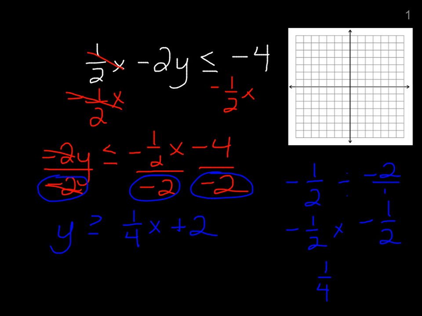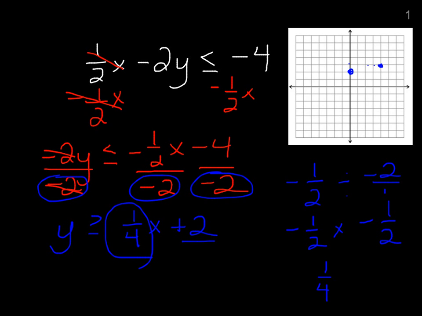I'm first going to go up 2 on my y-intercept, because the y-intercept is 2 right here. And then I'm going to do a slope of 1/4. That means up 1 to the right 4. So up 1, 1, 2, 3, 4. Put a dot there. I can't do a second one, so I'll leave it like that.